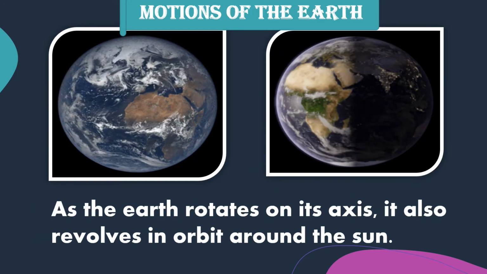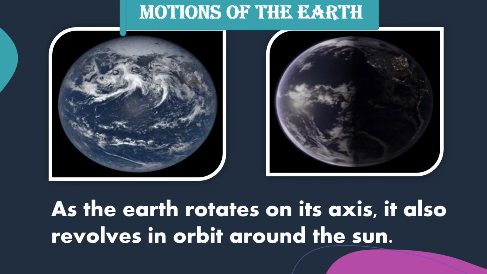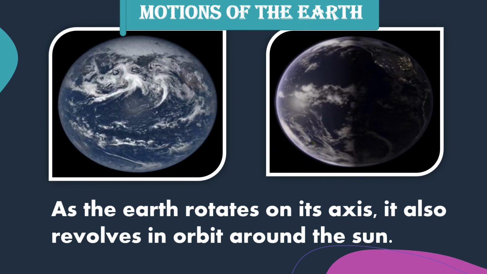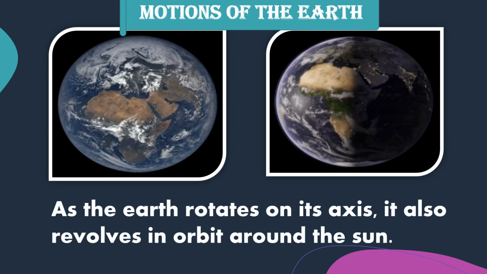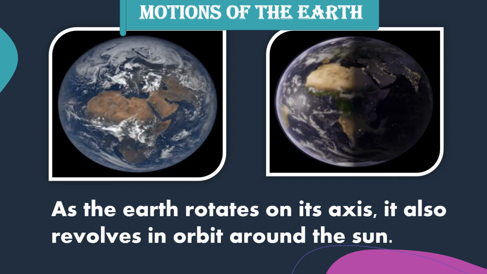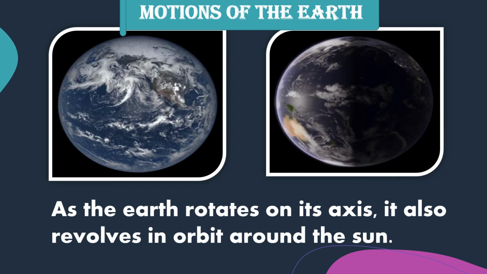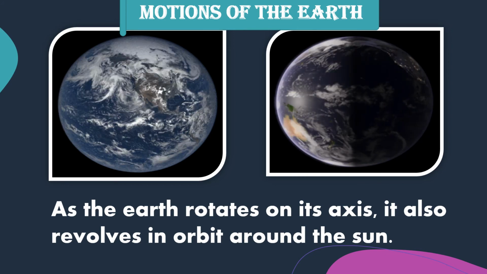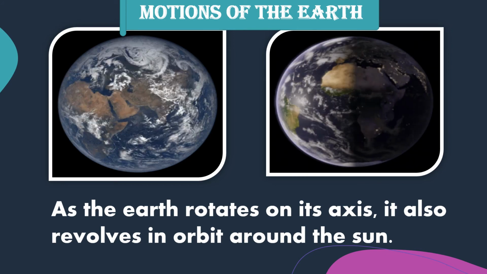Earth basically has two types of motions: rotation and revolution. When Earth spins around its axis, that movement of spinning is called rotation of Earth. And when Earth revolves around the Sun, that movement is called revolution of Earth.